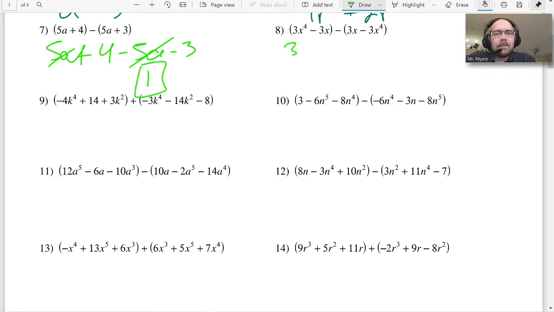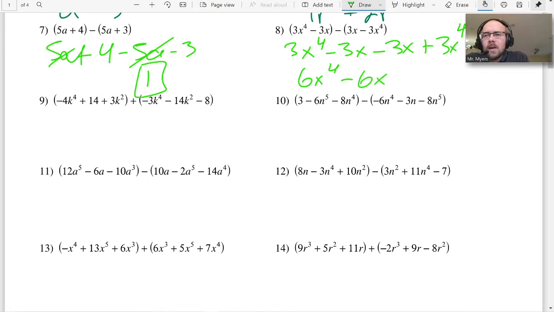Okay, 3x to the 4th minus 3x minus 3x plus 3x to the 4th. Okay, actually both of those combine. 3x to the 4th plus 3x to the 4th is 6x to the 4th. Minus 3x minus 3x makes minus 6x. Okay, here we got a plus. All right, we don't have to distribute. We can just go right into it. Let's see. So here's a k to the 4th. Here's a k to the 4th. Those go together.